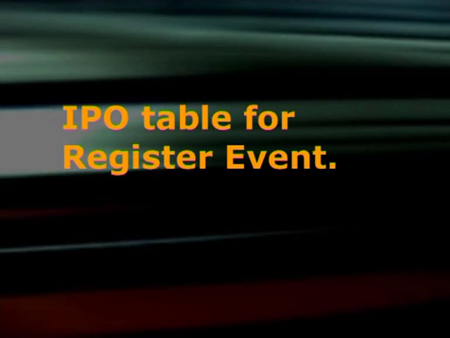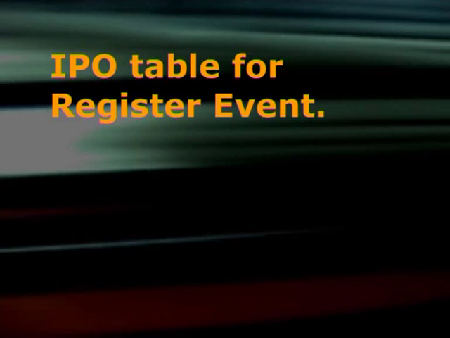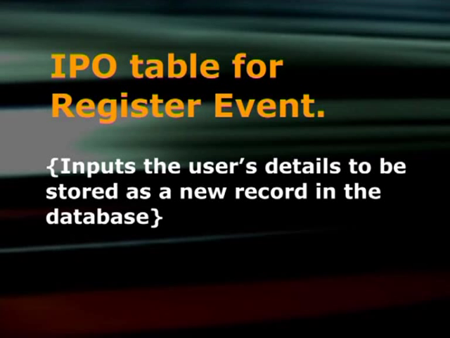You gave your algorithm a heading, like for example, register event. To name your IPO table, use the different event headings and add the words IPO table for in front of them. Here's one. IPO table for register event. Once you have a heading, insert a comment just under it to summarize what's happening in this event. The IPO table for register event inputs the user's details to be stored as a new record in the database.